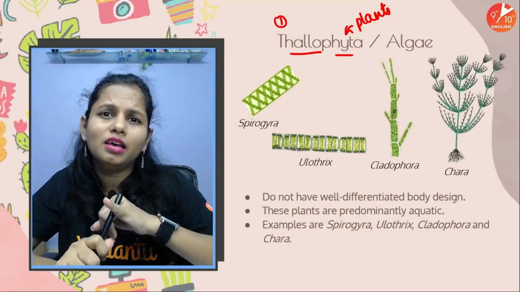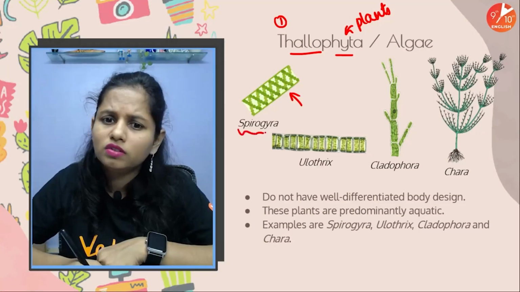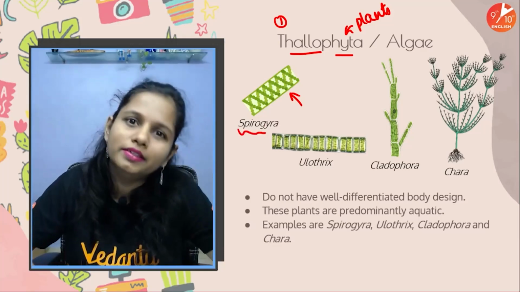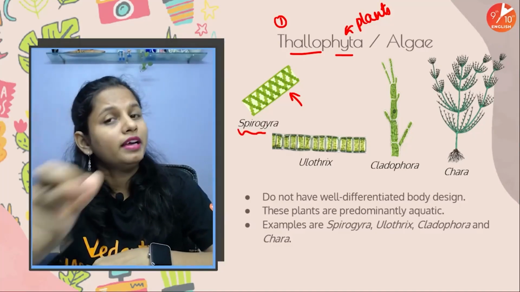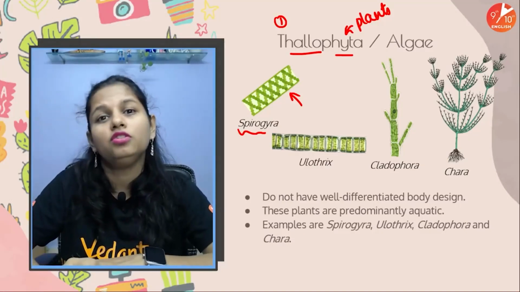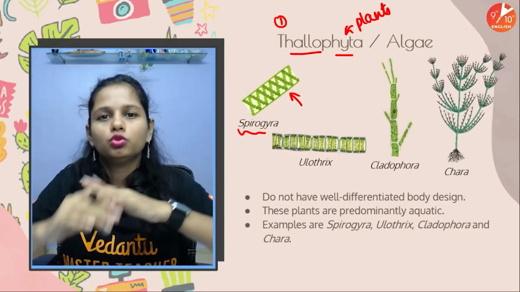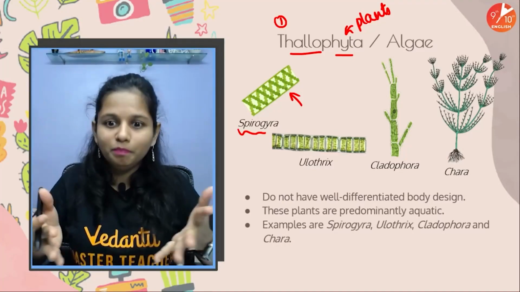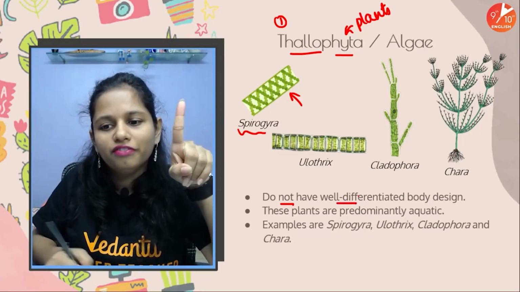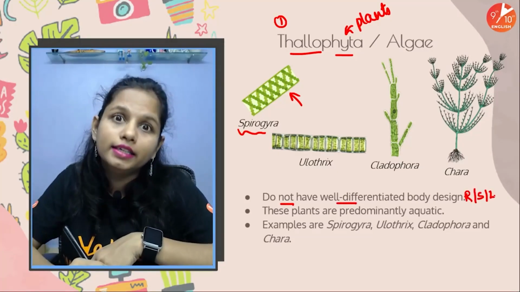So if you ask them, do they have roots? Like, have a look at this Spirogyra. If I ask you, can you see the roots? You will say, ma'am, kidhar hai? If I ask you, people, can you see the stem? You will say, ma'am, kidhar hai? If I ask you to spot the stem of the plant, again you will say, ma'am, kidhar hai? So they don't have root, stem, and leaves. To make complex things simple, the plant body is not well differentiated into root, stem, and leaves.